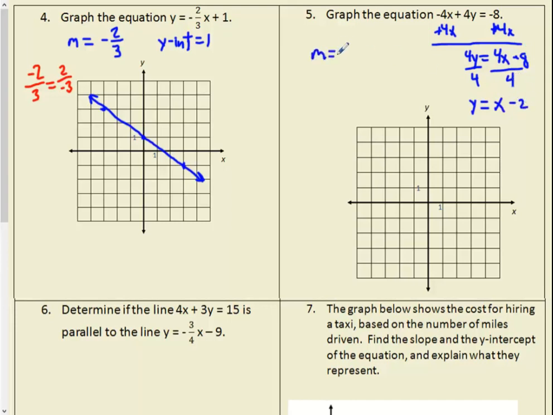So we have a slope of 1. Remember, if there's no coefficient in front of x, it's 1. And a y-intercept of negative 2. So for a y-intercept of negative 2, we go to negative 2. And then a slope of 1, we can either go up 1 and to the right 1, or we could go down 1 and to the left 1. Remember, negative divided by negative is positive. So we have our slope here going through our y-intercept at negative 2, and there's our graph.